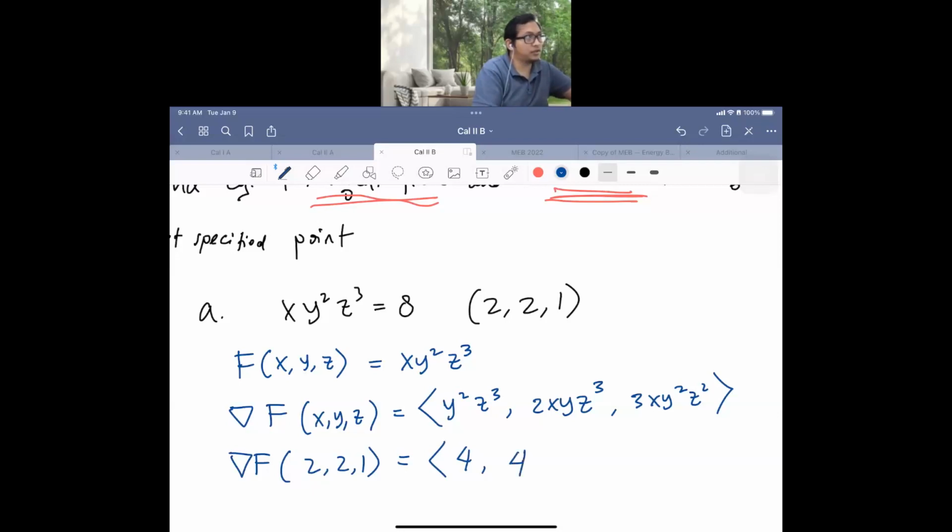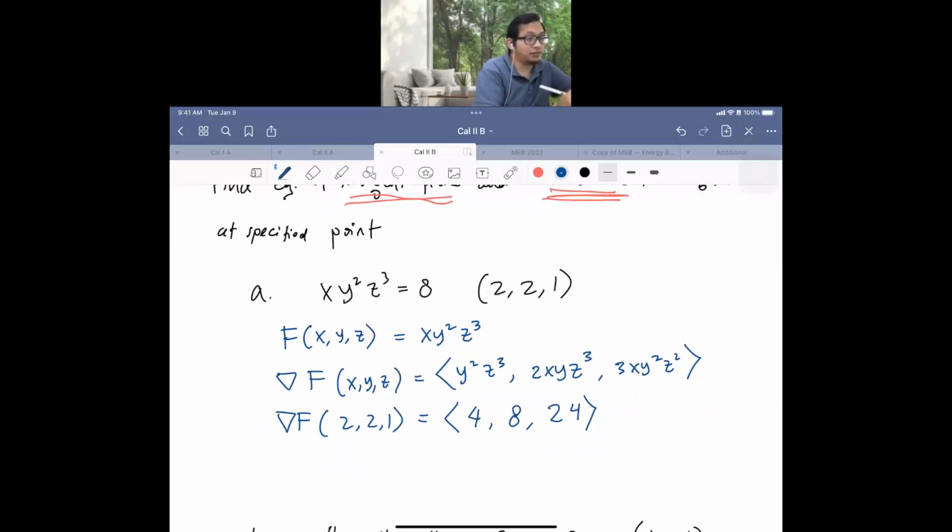4, oh sorry, 4, 2, 8, so 4, 8, and then 6, 6, 4, 24, 24. Now we call this the normal vector for our direction for the tangent plane.